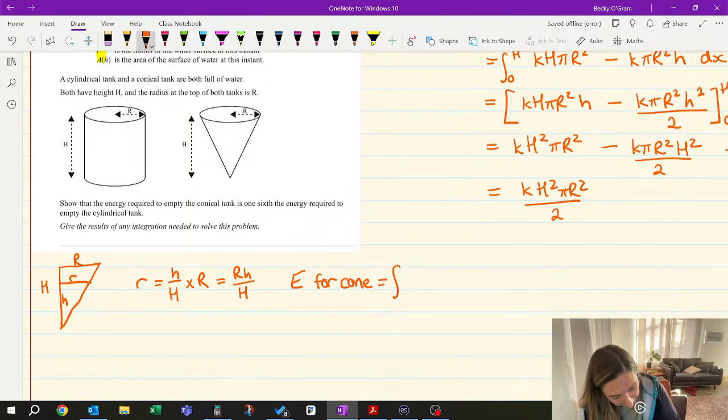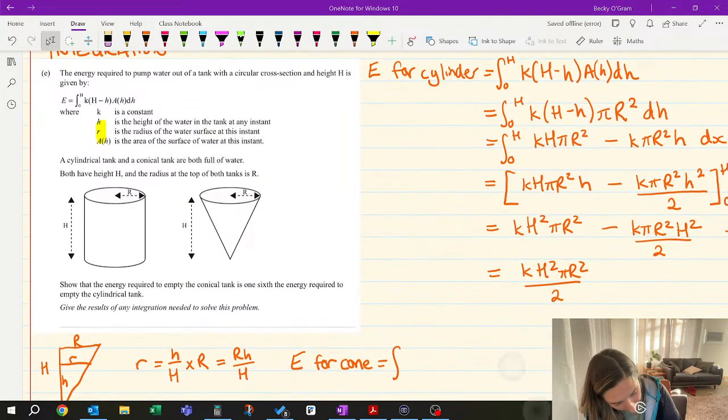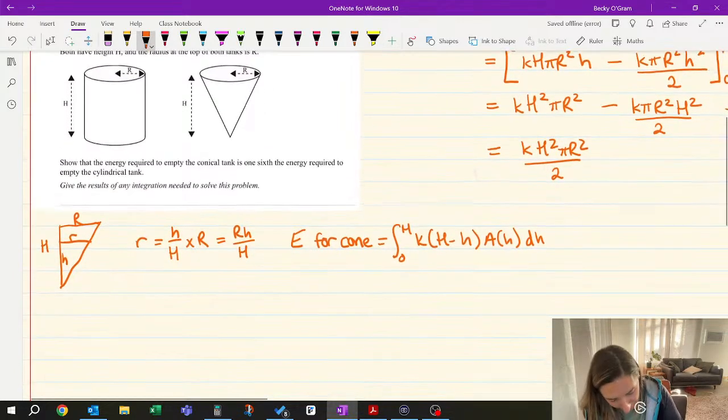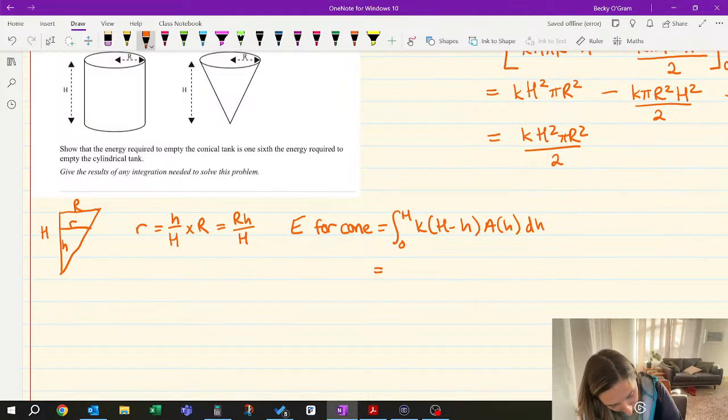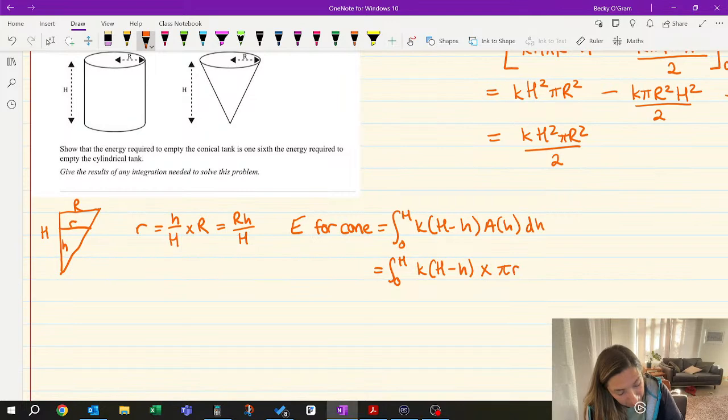So our formula from up here, 0 to H, k times capital H minus little h times the area, dh. Let's carry on with that one, but doing it for the cone, we have between 0 and H, k times capital H minus little h times by the area. The area will be pi times little r squared because it's changing as it goes down, so we need to use that little r, dh. Now we can't integrate that yet because we've got mixed in there the little h and the little r, and both of those are variables.